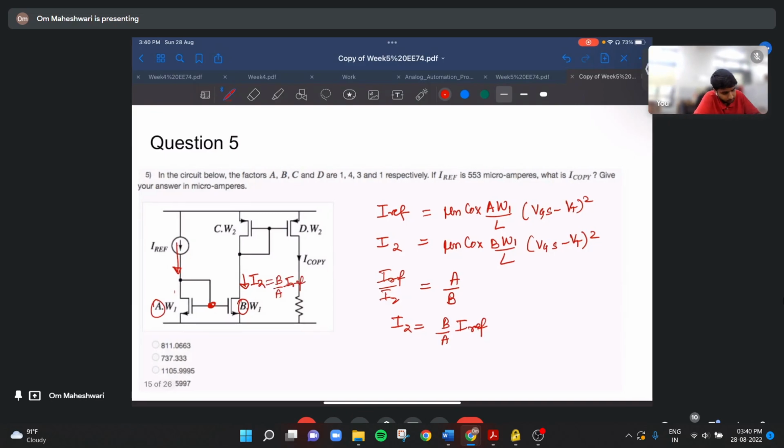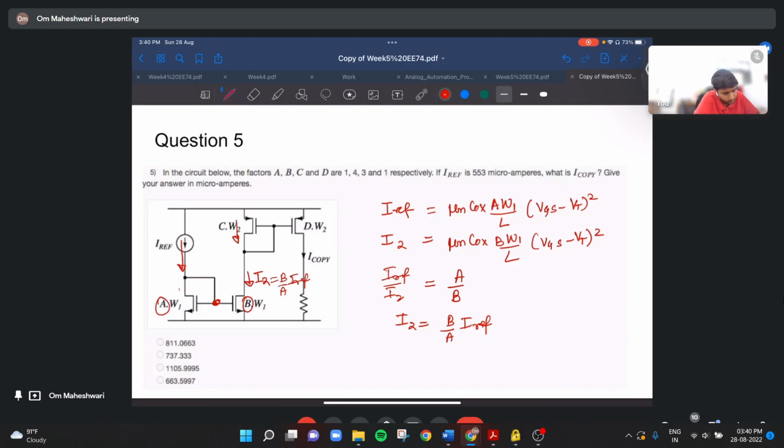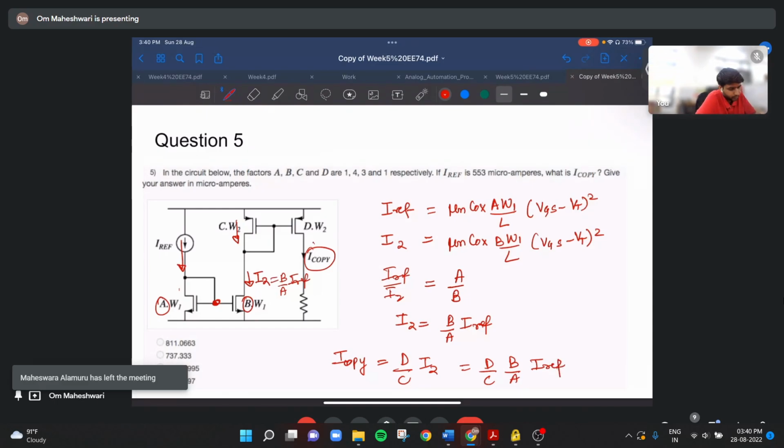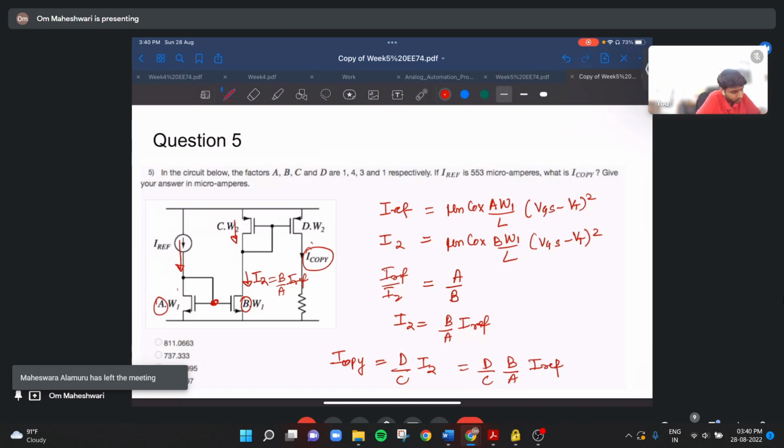Okay. Now this current is flowing through this transistor also, and ultimately you have to find I copy. So I copy will be similarly D by C times I2. And I2 is what? I2 is B by A times IRef, right? So values are given. Let me put it here. D is what?